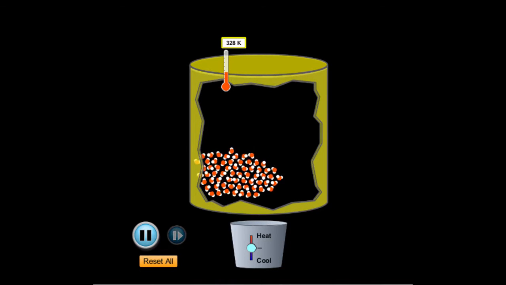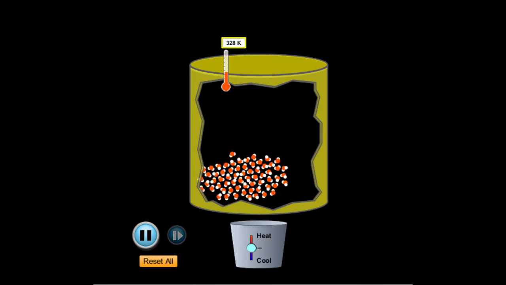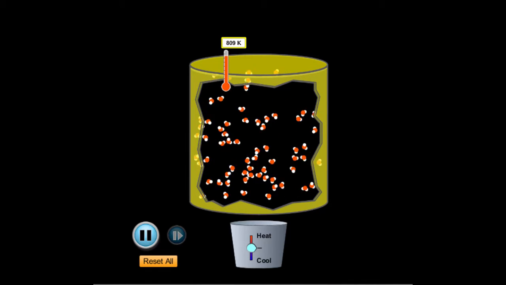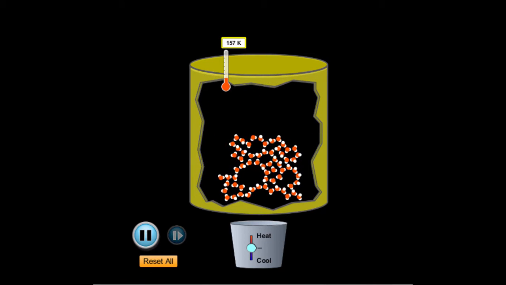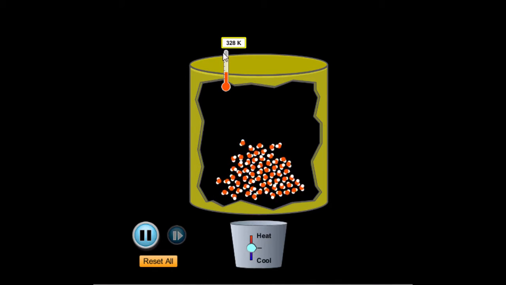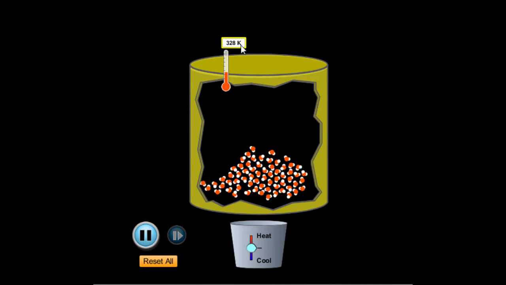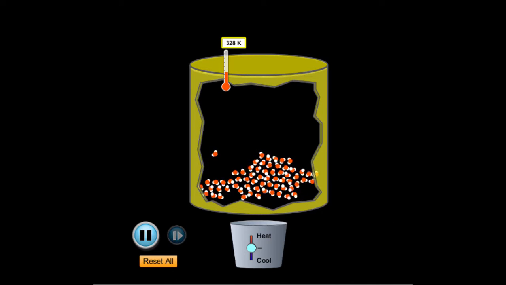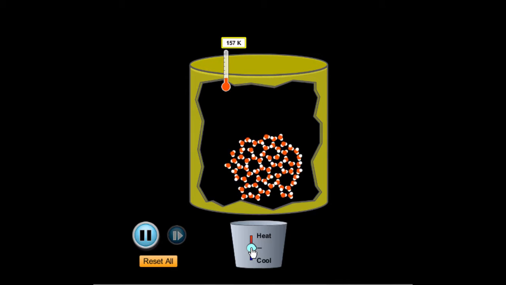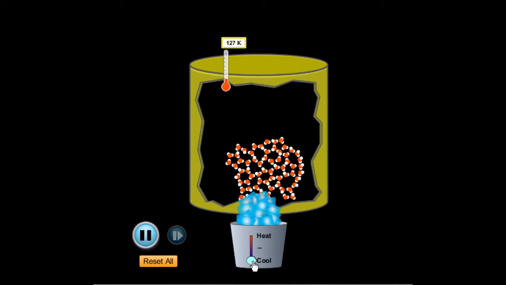Remember our three states of matter? This is water as a liquid. This is water as a gas. And this is water as a solid. Notice the change in temperature. In the liquid we have 328 Kelvin. As a solid, 157 Kelvin, 0 Celsius. Let's cool it off even more.